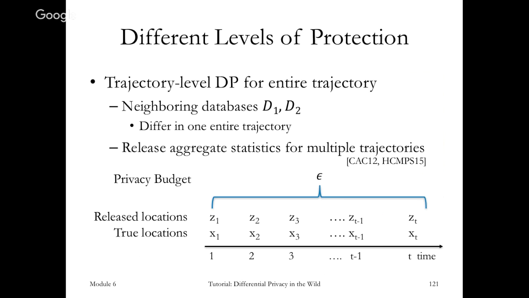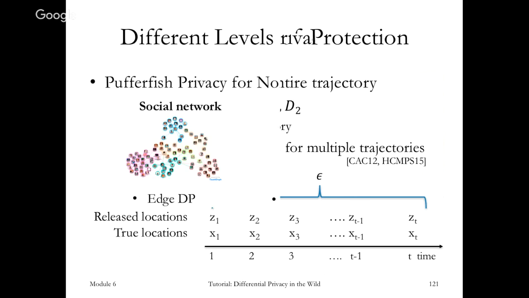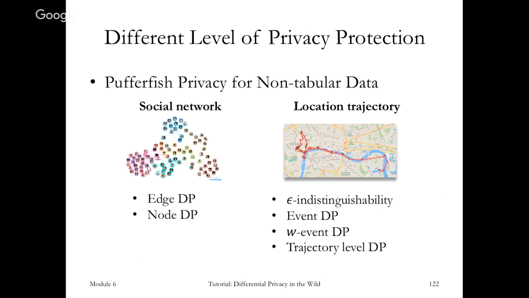And a stronger level of privacy guarantee to ensure the whole trajectory is protected. So the neighboring databases D1, D2 differ in entire trajectories. This is usually used when we would like to release aggregate statistics about many trajectories. Okay. So now we have already seen several existing neighboring definitions for social networks and location trajectories.